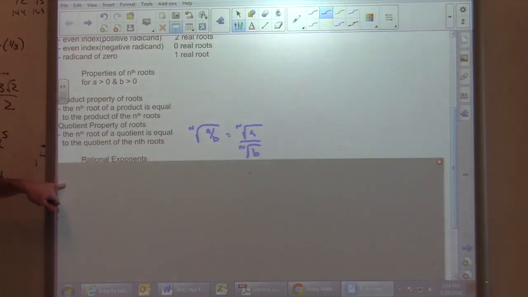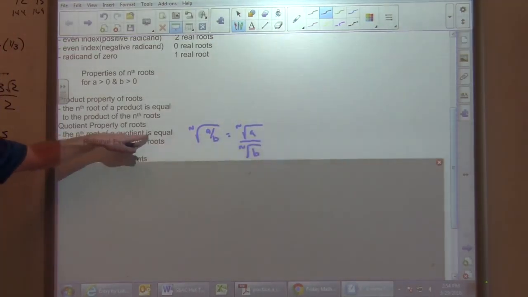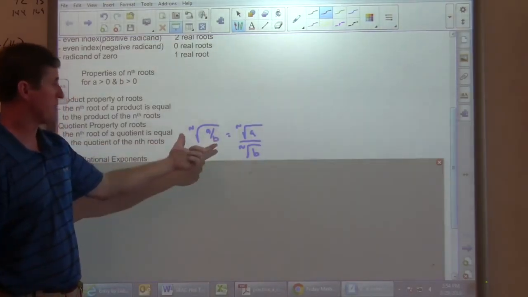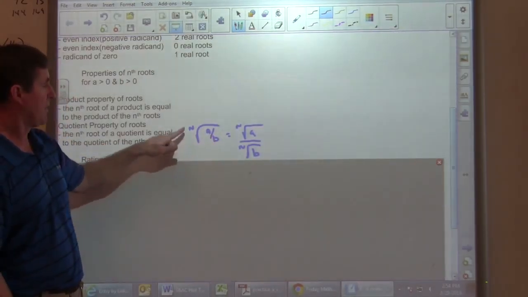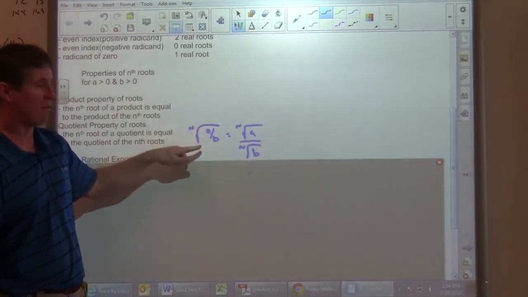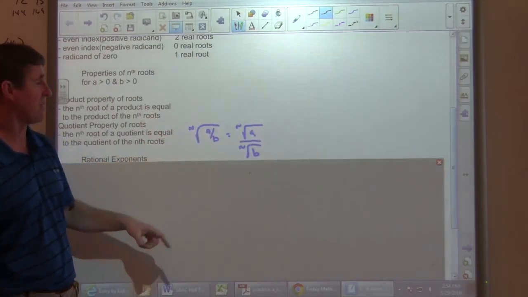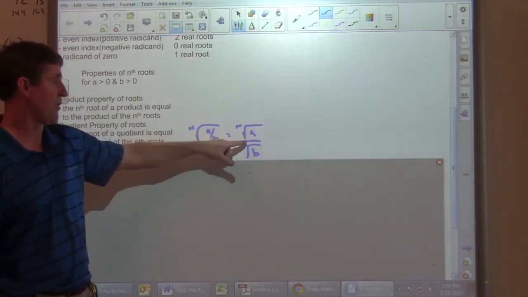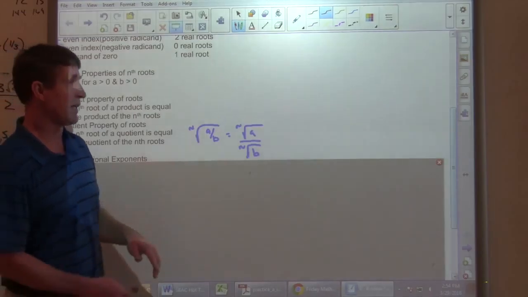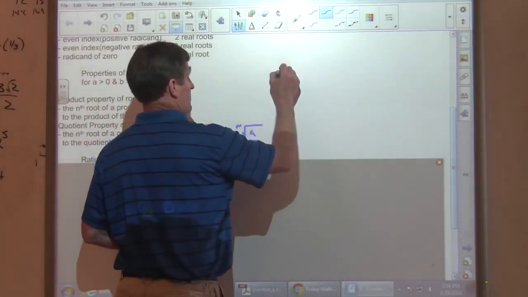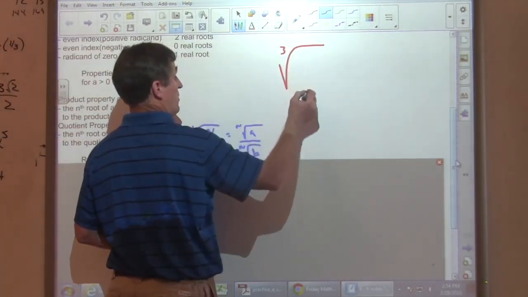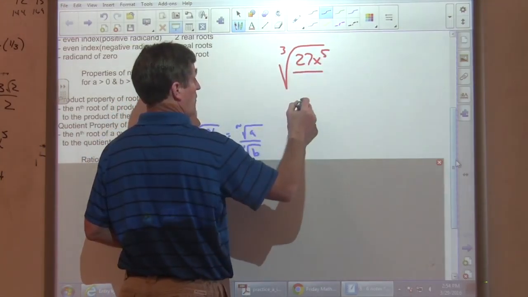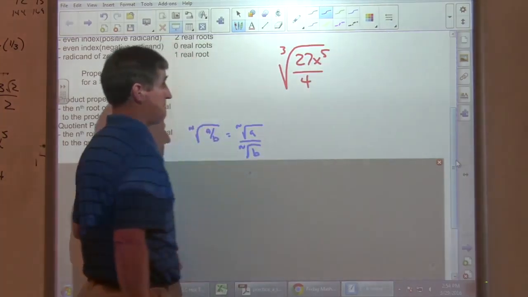The quotient property of roots: the nth root of a quotient is equal to the quotient of the nth roots. Simplified, it's pretty easy when you look at an example. The nth root of a over b, so when you have a fraction inside the radical, you just break it up into its parts. So the nth root of a over the nth root of b. So again, if we look at an example, let's take the cube root of 27x to the 5th over 4.